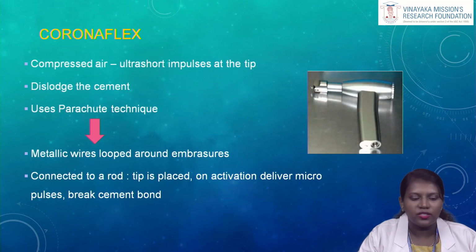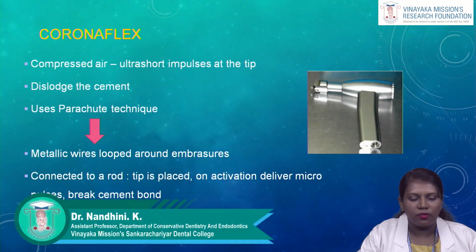This is the Corona flex instrument shown in the picture. It uses compressed air with ultra short impulses at the tip, which dislodges the cement, and uses a parachute technique where the metallic wire loops around the embrasure connected to a rod. A tip is placed on activated delivery micropulses and breaks cement bonds.